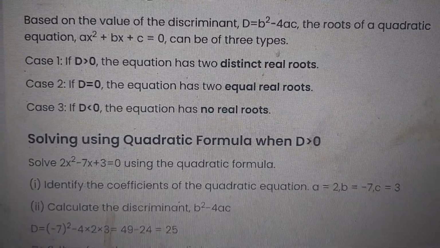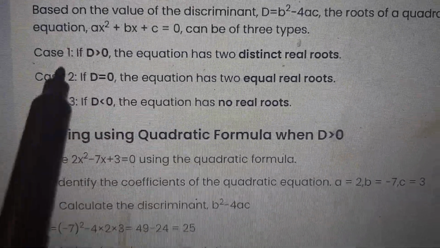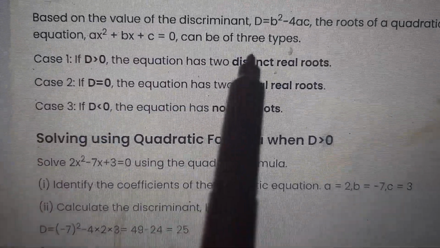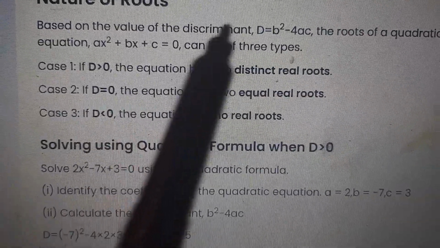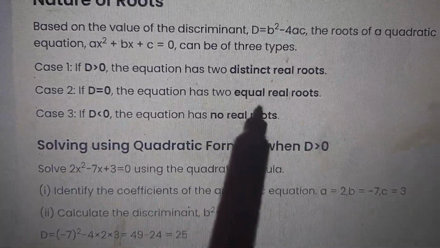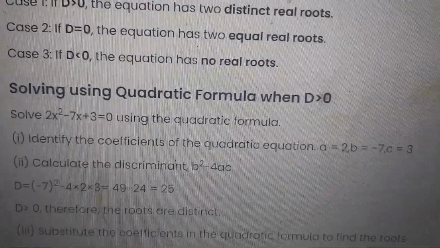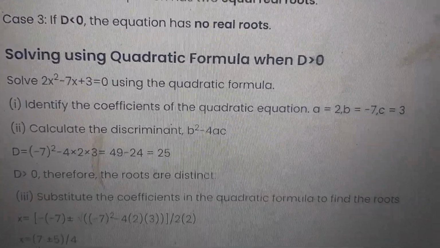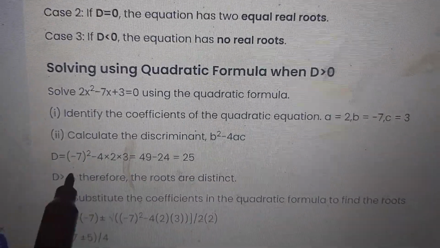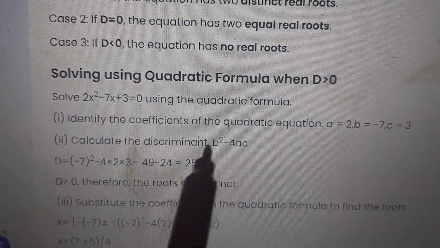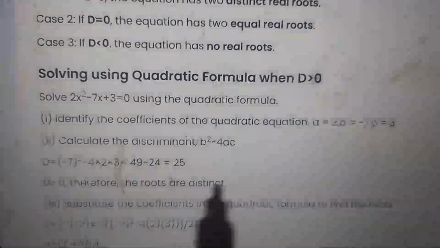After finding b square minus 4ac, if we get D greater than 0, then three cases arise from this discriminant. D greater than 0, we get 2 distinct roots; D equal to 0, we get 2 equal roots; and D less than 0, no real roots. For example, I am taking x square minus 7x plus 3, finding b square minus 4ac, D equal to 25. 25 is a positive number, therefore D is greater than 0, distinct real roots.